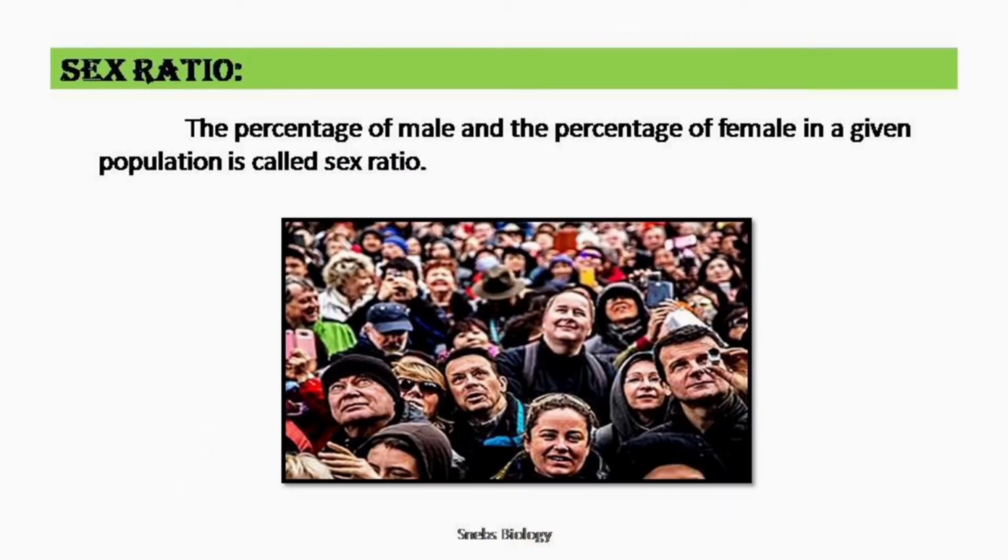Next attribute is sex ratio. Sex ratio means in a given population what is the percentage of male and what is the percentage of female. So if we talk about a population and if we say that there are 70% males and 30% females, or it may vary depending upon the population that we are studying. So then it is the sex ratio. In a population, how many males and how many females.